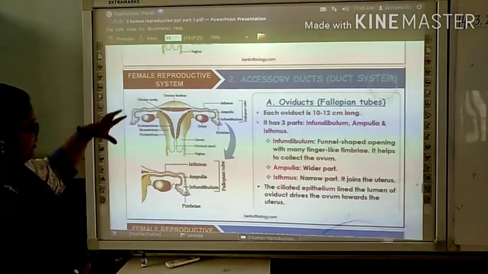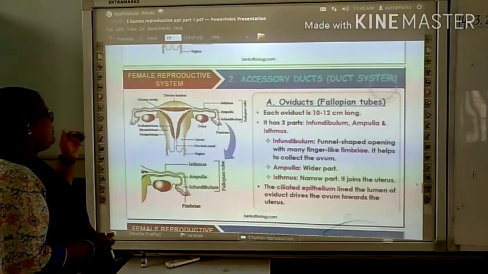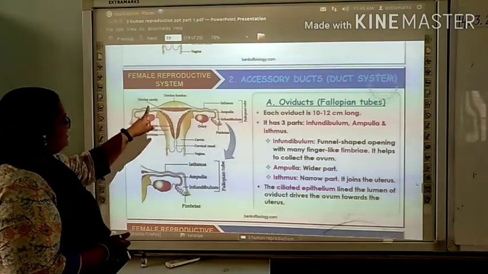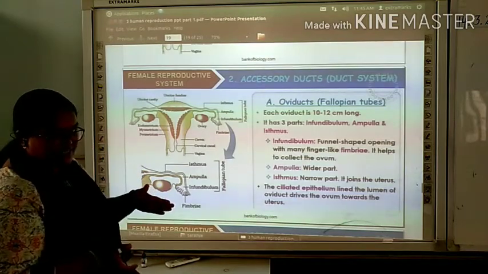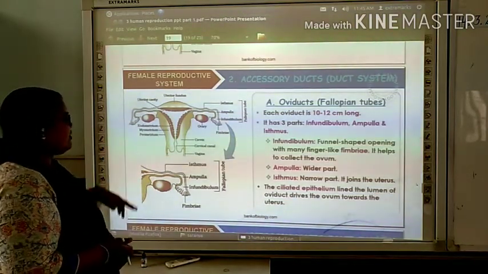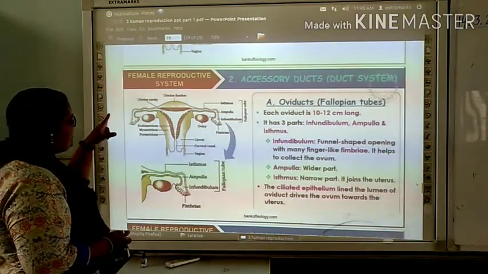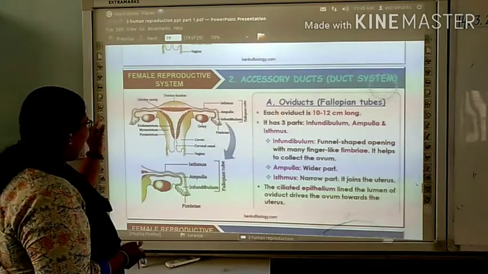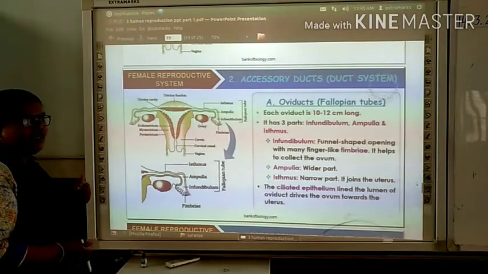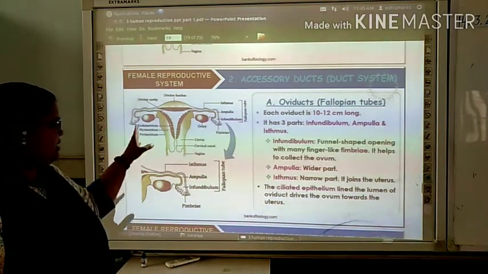So once again, the oviduct, or fallopian tube, is divided into three parts. Even we can say four, but three parts is the correct one. The first part is the infundibulum, which is a funnel-shaped opening with finger-like projections called the fimbriae, which help in the collection of the ovum. That leads to the wider part, which is called the ampulla, which leads to the narrower part, the isthmus, which is joined to the uterus. Clear?